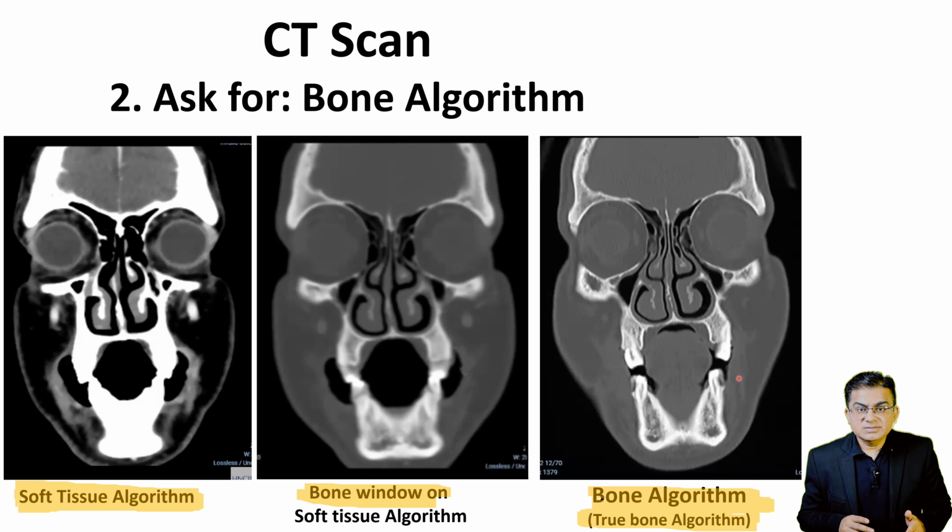Now look at the differences between these two images. This image is still blurry. You cannot see the bones so clearly. Now look at this, the true bone algorithm window. See how nicely you can see the bones and their edges. If there is any tumor causing erosion, it is unlikely to be missed in this image, but you may miss it in this image.